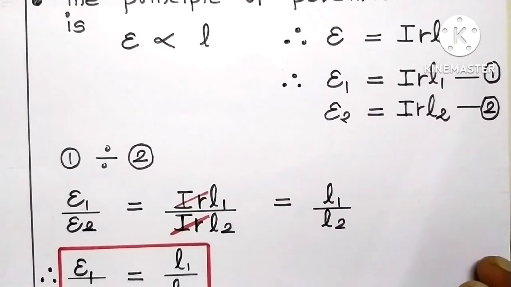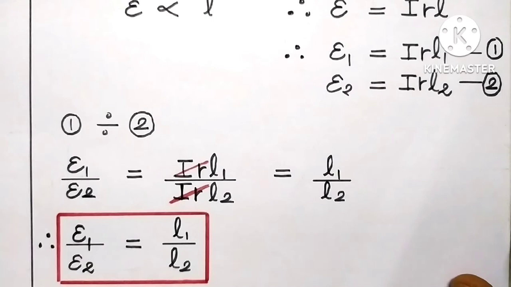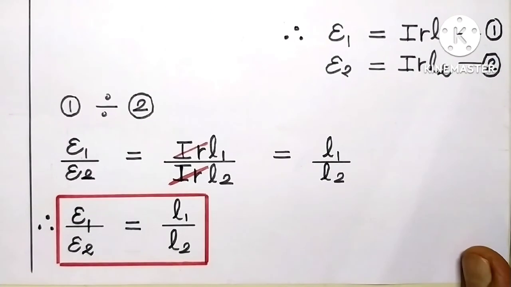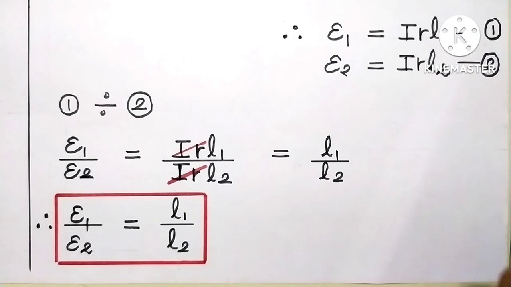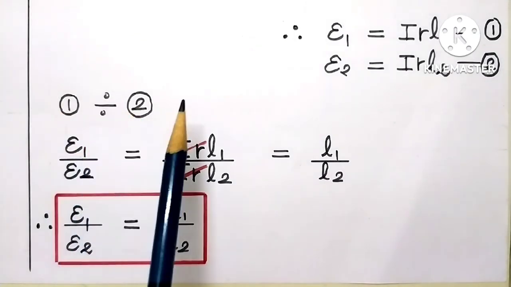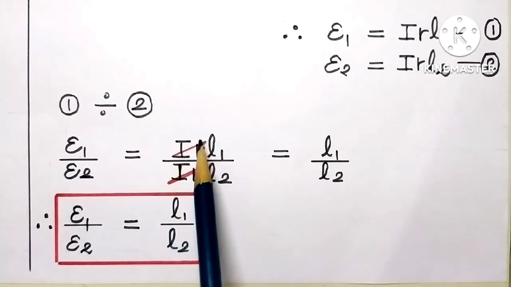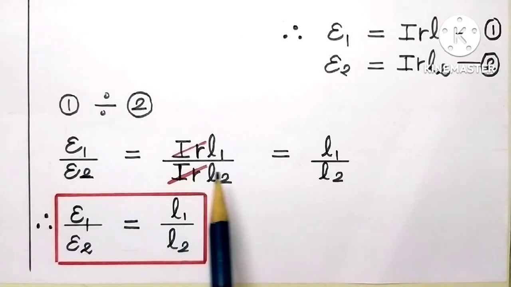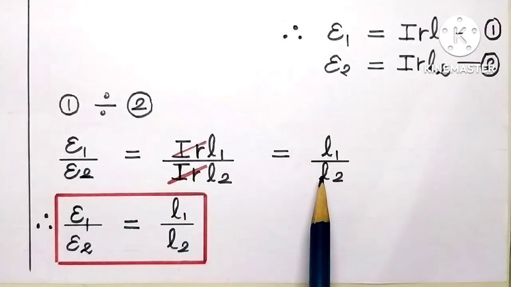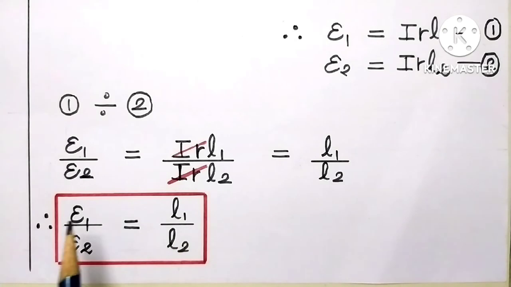In the next step, we are going to divide the equation 1 by equation 2. So what do we get? While dividing equation 1 with 2, we get E1 by E2 is equal to Ir L1 by Ir L2. This Ir and Ir get cancelled. So we get L1 by L2. Therefore, E1 by E2 is equal to L1 by L2. By using this relation, we can compare the EMFs of the primary cells by using the potentiometer.